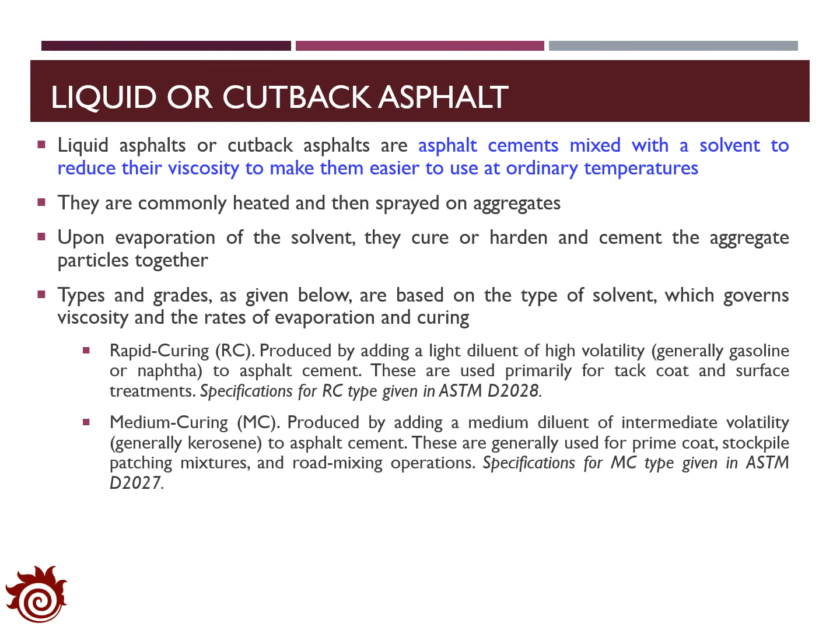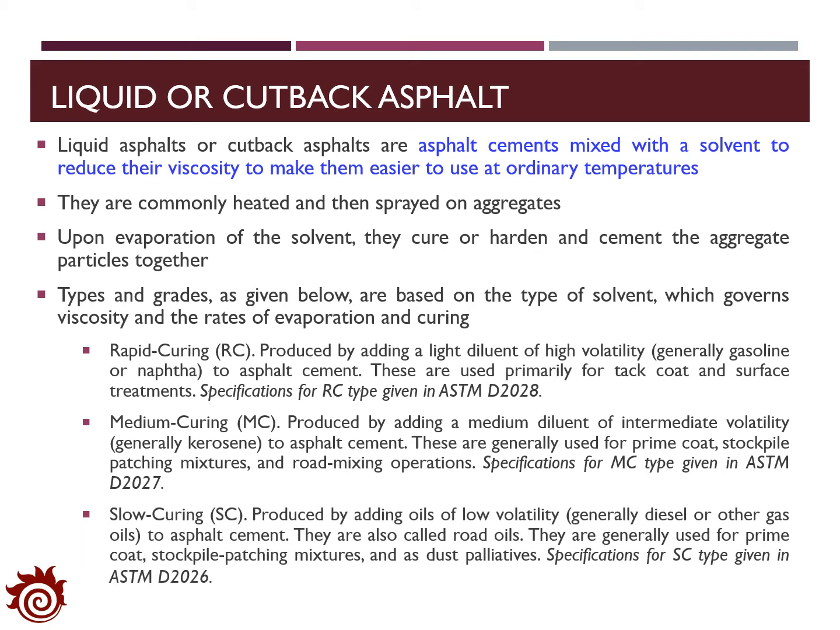If we add kerosene to asphalt cement, then we will get the medium curing asphalt. They are generally used for prime coat, stockpile patching mixture, and road mixing operation. Finally, if diesel is added to the asphalt cement, then we will generate a slow curing asphalt. They are also called road oil. They are generally used for prime coat, stockpile patching mixture, and dust palliatives.